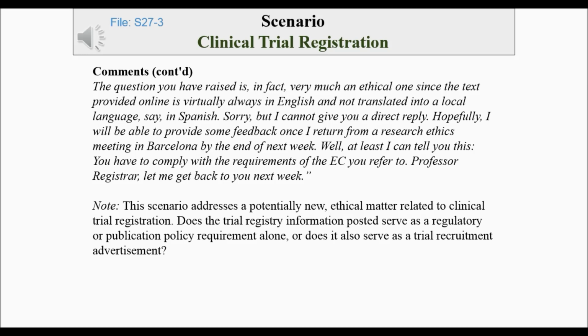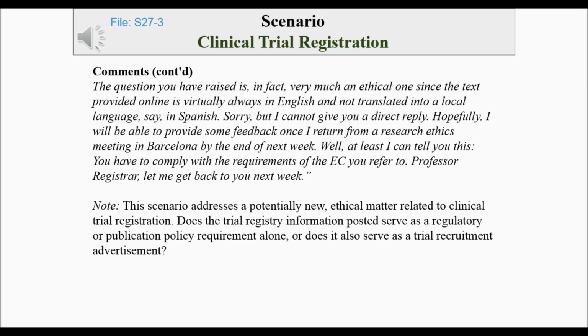Hopefully, I will be able to provide some feedback once I return from a research ethics meeting in Barcelona by the end of next week. Well, at least I can tell you this. You have to comply with the requirements of the EC you refer to. Professor Registrar, let me get back to you next week."